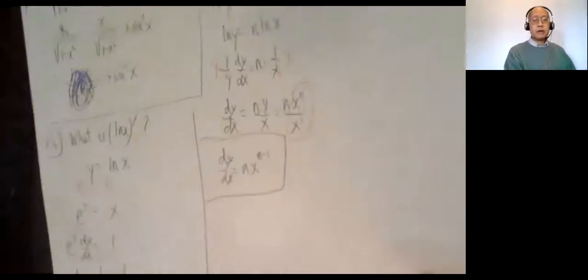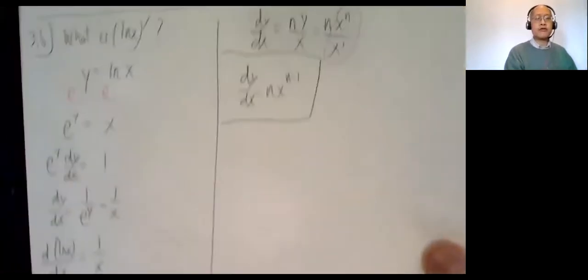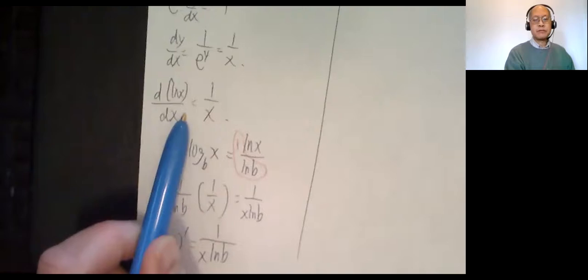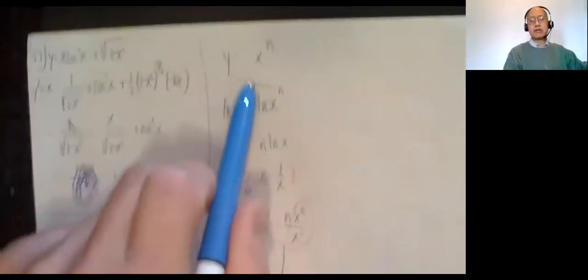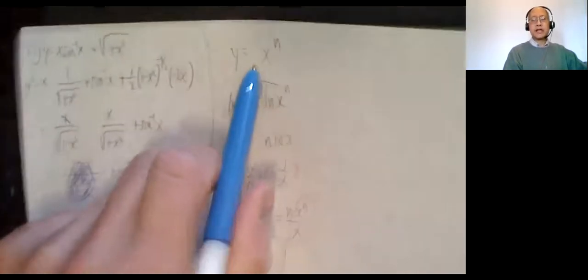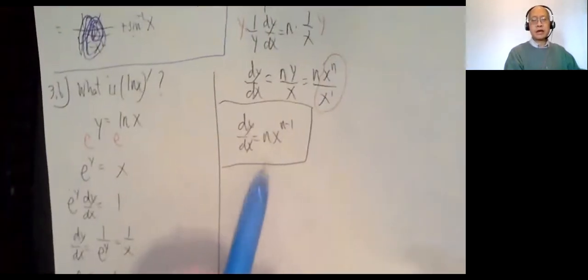In short, everything that I've shown you so far, what are you responsible for? This and this. And you already know the power rule. I was responsible for showing you the proof. What's the derivative of x to the n? n x to the n minus 1.